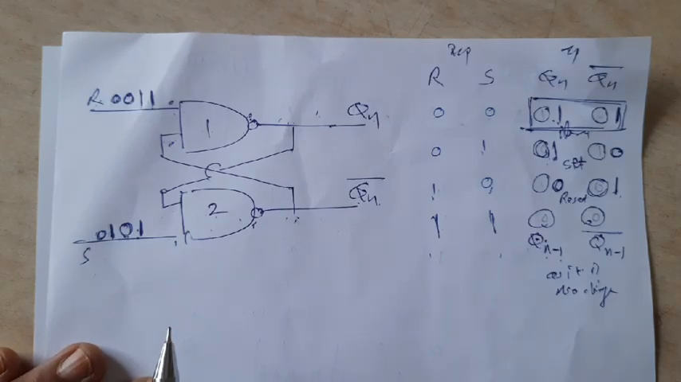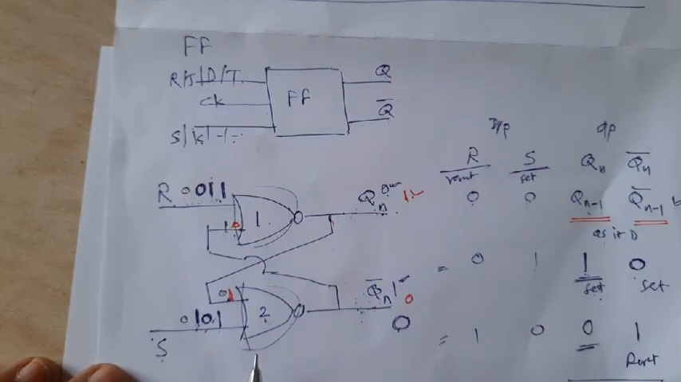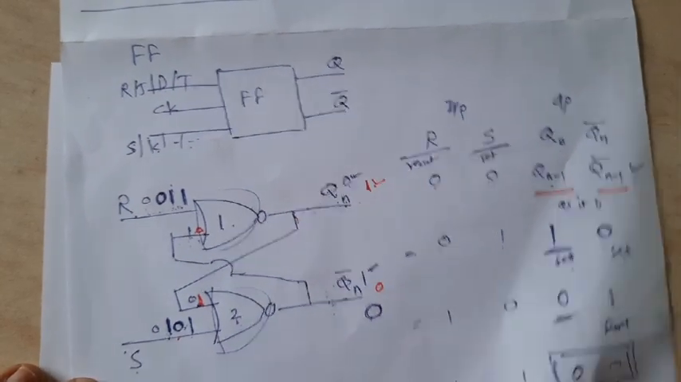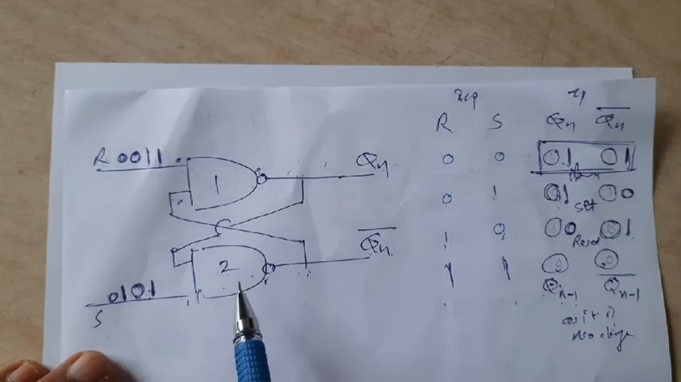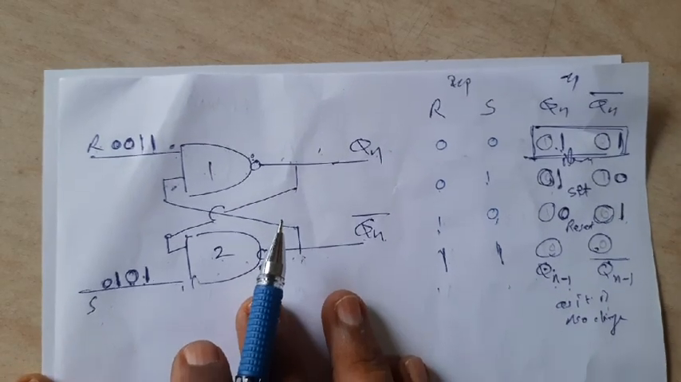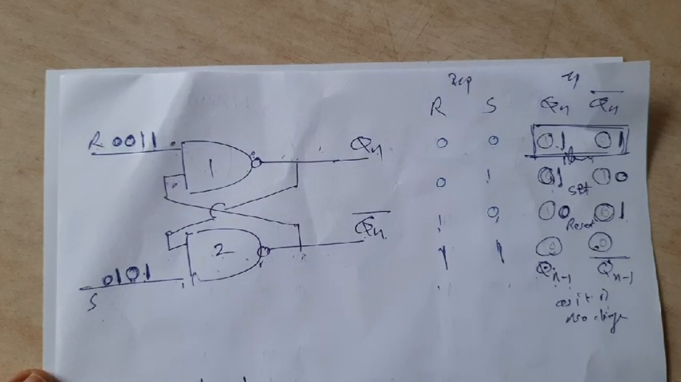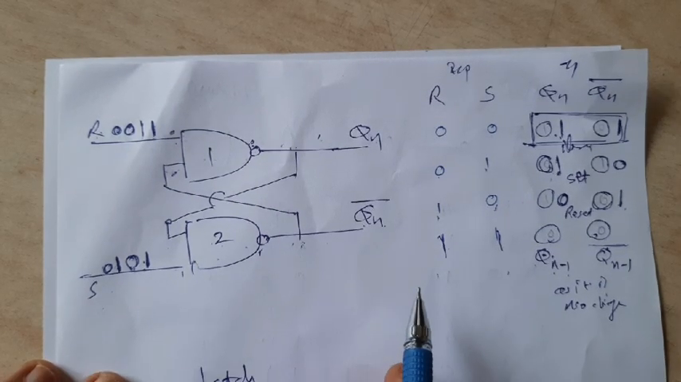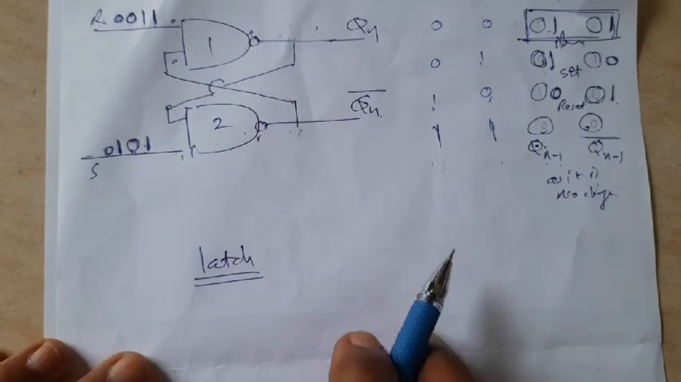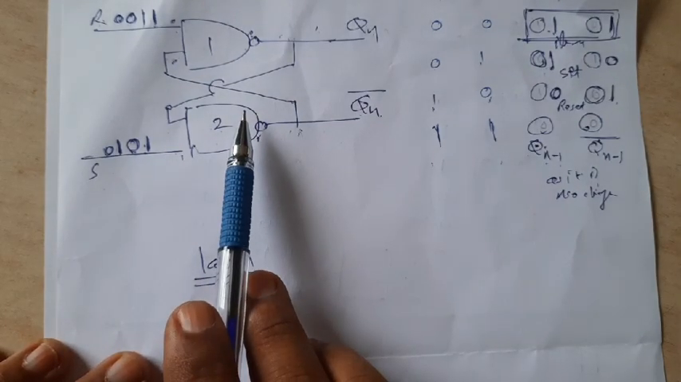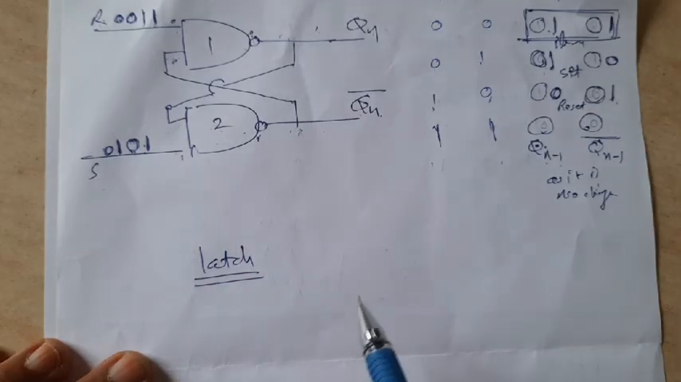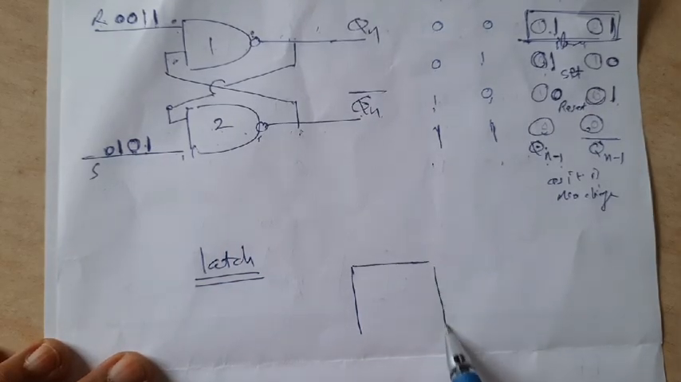Namaskar. Last time we observed how to construct the RS flip-flop using NOR gates or by using NAND gates. Such a circuit is known as a latch. It is referred to as a NOR gate latch or a NAND gate latch. What is the reason behind this?